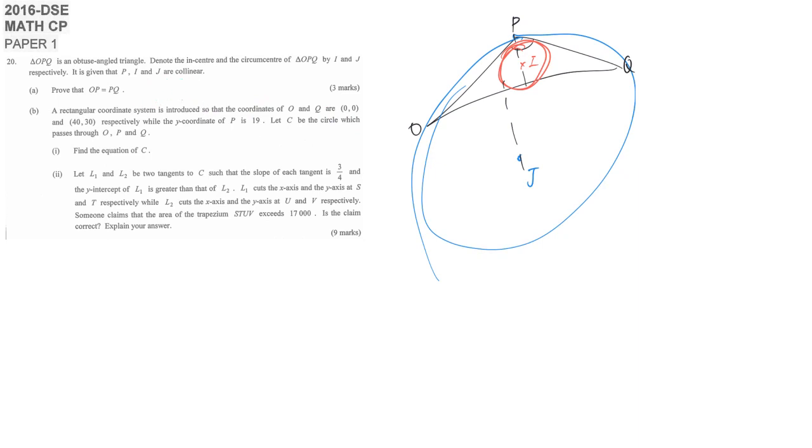Before that, just like what I mentioned, this is the angle bisector because it is the incenter I. So angle OPI and angle QPI are the same, they are symmetric. Second thing is about the circumcenter. Circumcenter is on the perpendicular bisector of the side. And one more thing is about the incenter. I to this edge, this is the radius. Radius and the tangent are perpendicular. So we know that they are perpendicular.